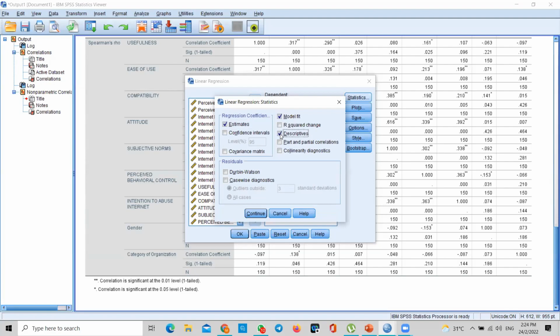So descriptive, click that. Collinearity diagnostic, please click that. Durbin-Watson, please click that. Case-wise diagnostic, please click that. I'm going to explain afterwards why we have to click it. Because this is simple regression, I don't want to spend much time here. I will spend time on the multiple regression, okay? So we click continue. After doing that, please click continue.